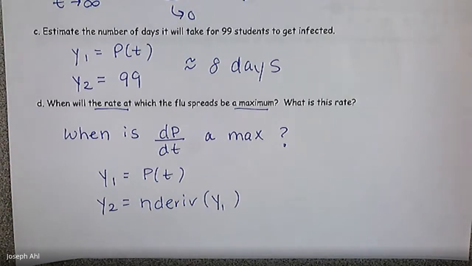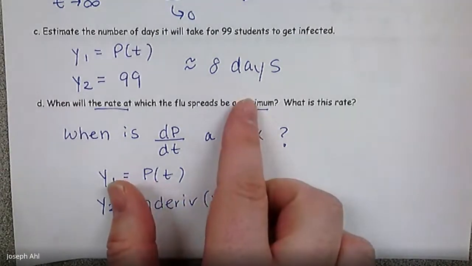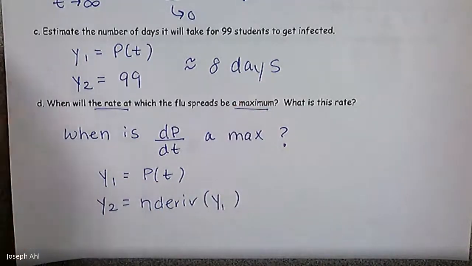The other thing I guess you could do is you could look at the second derivative, right? So if you wanted to even go as far as y3 and be able to analyze the graph of the second derivative, you'd be looking for when does it change from positive to negative? Because when it changes from positive to negative, we know that the first derivative would be at a maximum. Okay, so if you wanted to go that far with it, you could.